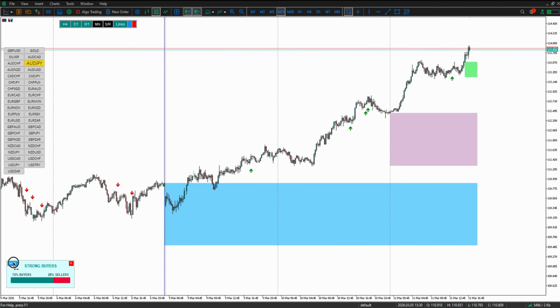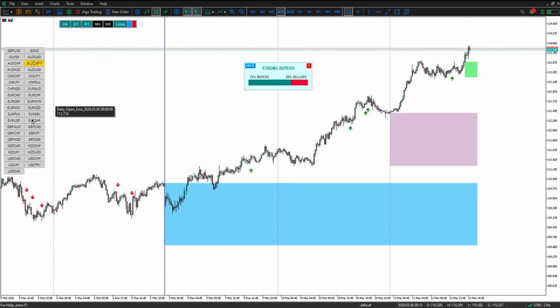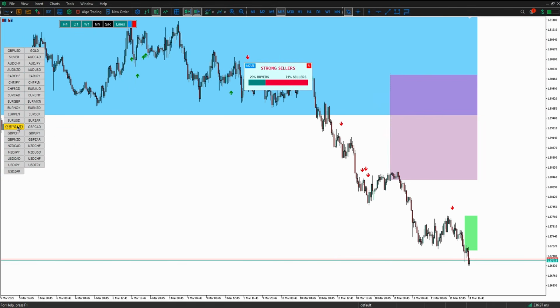You can also see that this indicator right here, which is the sentiment indicator, indicates that the market is in a strong uptrend. You can see it's strong buyers, 72% buyers. So you can use this indicator and the zones indicator in combination to get a good market direction. Let's also look at some pairs like GBPUSD randomly, just so that we have some context.